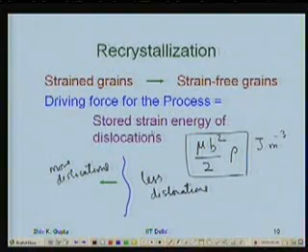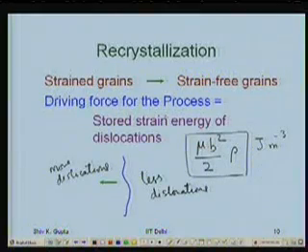Now, what is delta G? Where is it coming from? It is coming from the stored dislocations in the material. And when did they get stored? They got stored while I deformed it, whether it passed through the die to make it a wire, or passed through a rolling mill to make it a thin sheet, or I hammered it. During that operation, dislocations came into being, or they multiplied in the material.